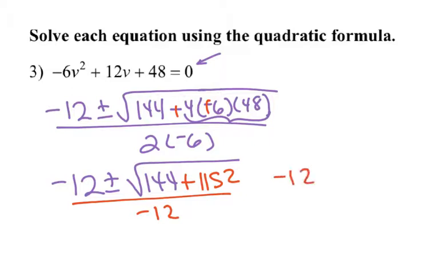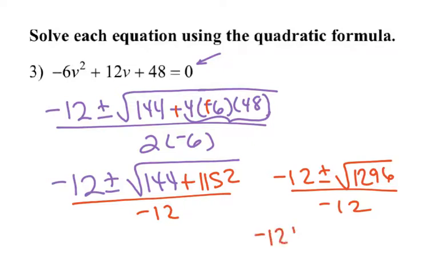So it's going to be negative 12 plus or minus, and then 144 plus 1152 is 1296. So the square root of 1296. Obviously, I'm going to ask my calculator about that. 36. So negative 12 plus or minus 36 over negative 12.